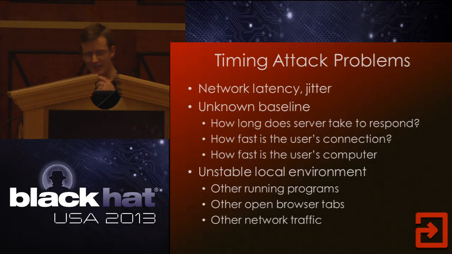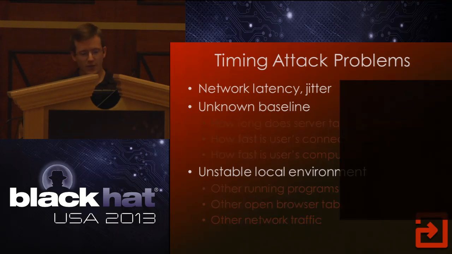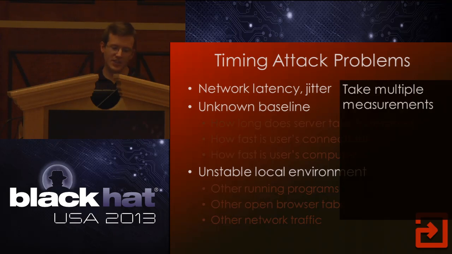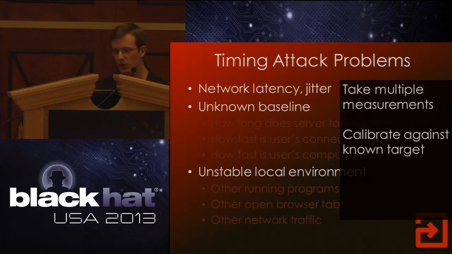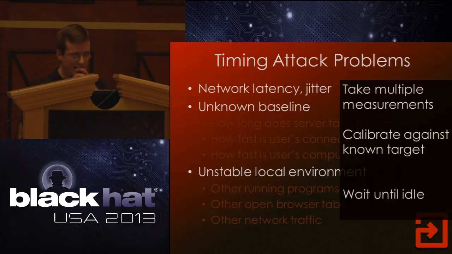So these are problems with doing a reliable timing attack, but they can be overcome. To overcome the jitter, we can take multiple measurements and take an average. If I don't know how long a request to Google might take from your computer, we can calibrate against a server that we know will take a certain amount of time. So we might make a request to a Google server that will always return the same response. And if there are other network requests or other processes running, the JavaScript on the web page can wait maybe just a few seconds until the computer's idle, and it can get more reliable measurements.